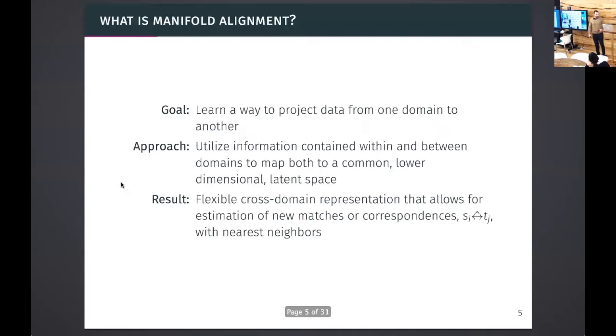So the goal is we want to learn some sort of projection, some sort of map, so that we can tie the two sources together. We're going to utilize the information contained in the overlap to do this, as well as the global information of each source independently. And the result will be a flexible cross-domain representation that will allow us to tie these records, all right? So this is basically a way to increase our match rates, right? I want my inner join to produce more records, okay?